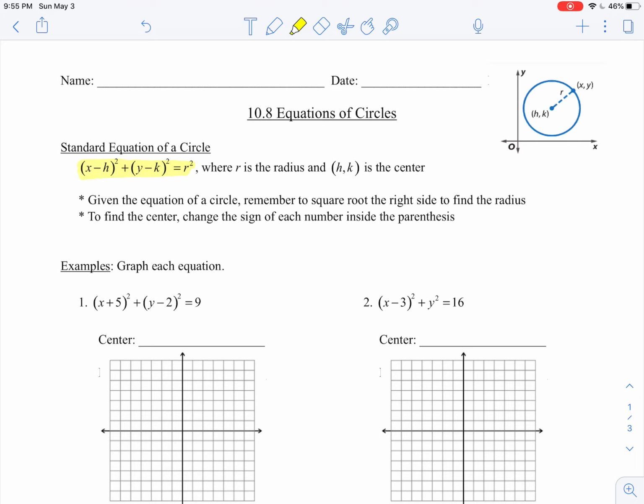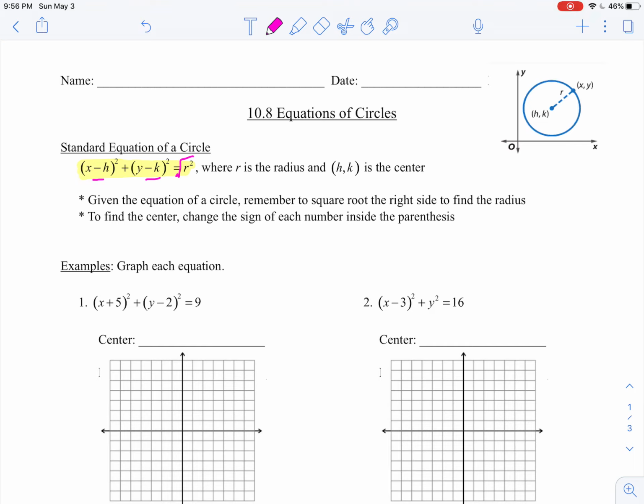When you have the equation of a circle, in order to find the radius, you're going to have to square root the right side of the equation to get plain old r instead of r squared. And when you're asked to identify the center, it comes from inside of the parentheses, h and k. But notice that the formula says x minus h, y minus k. So whenever we pull out the coordinates of the center, we're always going to change the sign of each of the numbers. So let's do just that in the first two examples.